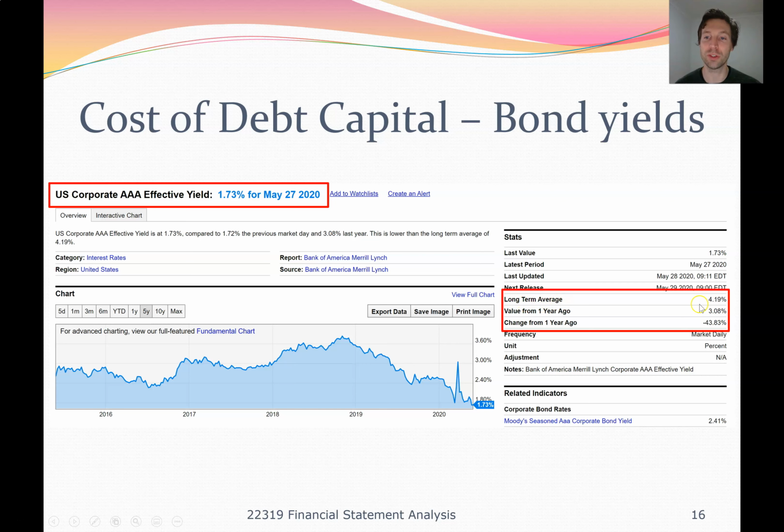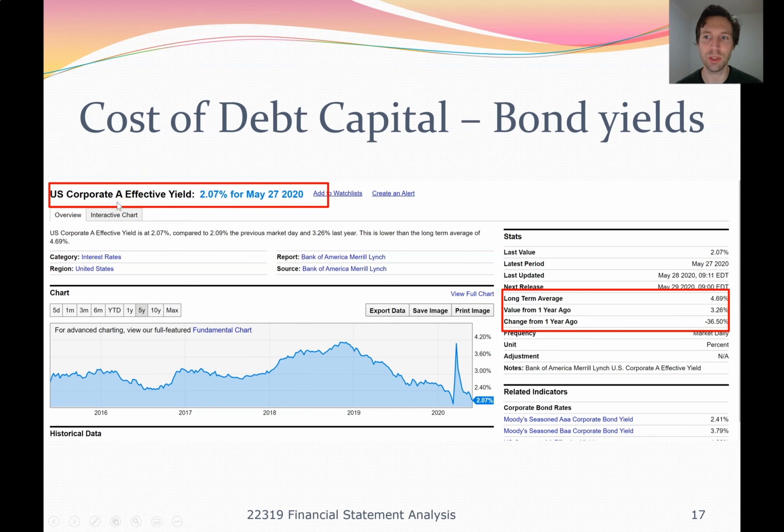The long-term average for AAA rated bonds is 4.19%. We're at historic lows. Even 1 year ago, it was 3%. So in the last 12 months, the cost of debt capital for these AAA rated firms has decreased by 43%, from 3% down to 1.73%. So it's almost halved. If we look at different ratings, an A-rated firm, which is less than a AAA, 2.07% at the moment would be their cost of debt capital on average. Again, it's decreased. It's much lower than the long-term average. It's decreased from a year ago.